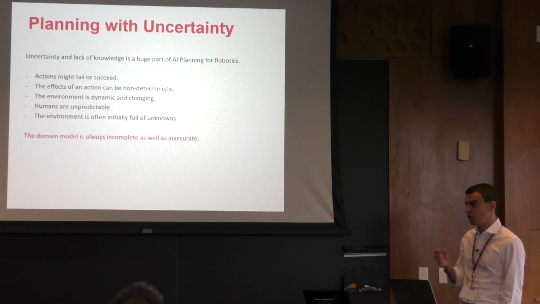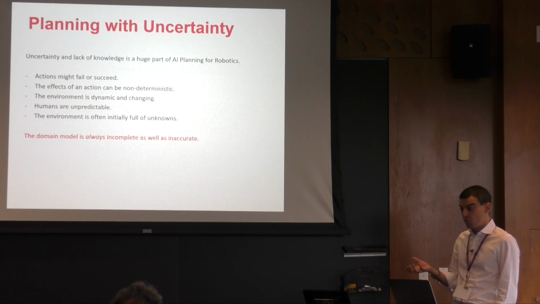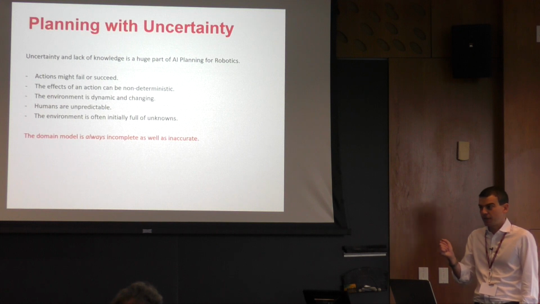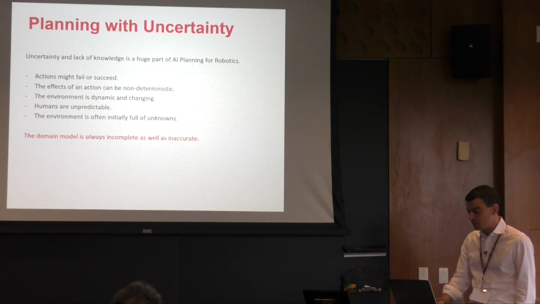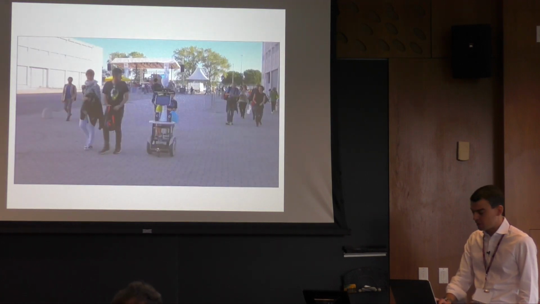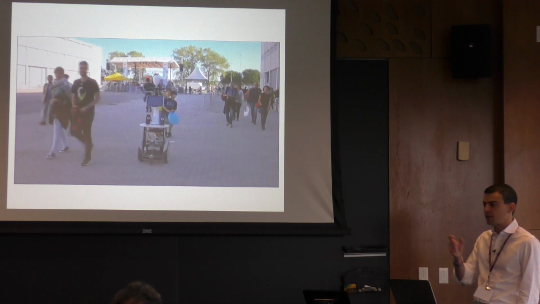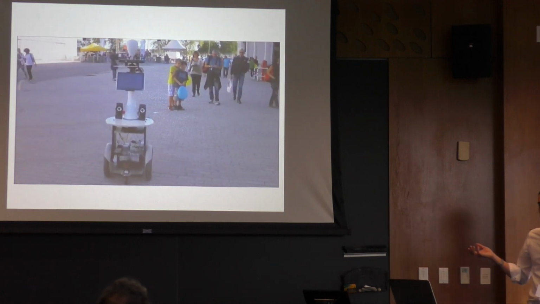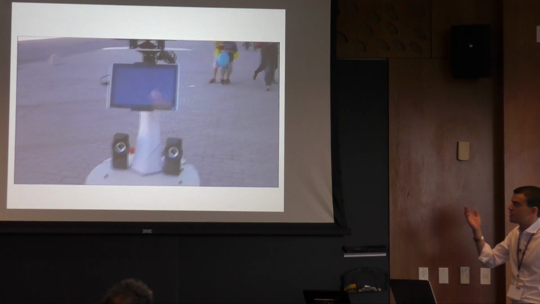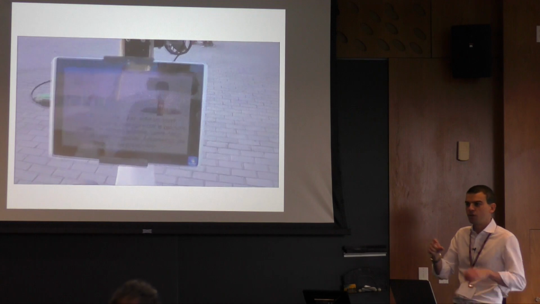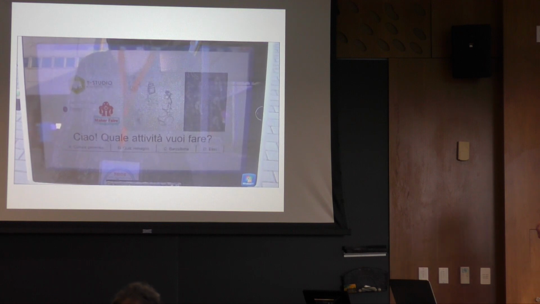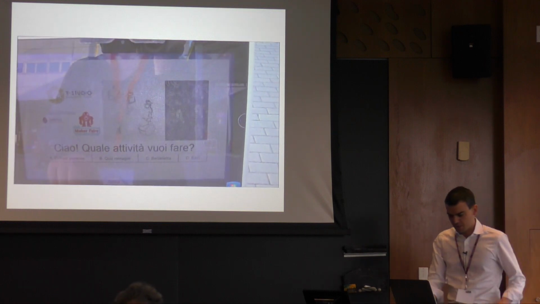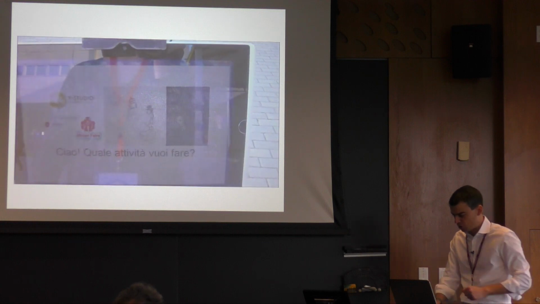And particularly in human-robot interaction, Luca will talk more about this, but humans are unpredictable, so you cannot expect the behavior of humans to be fixed, right? And you have to take this into account. So, in a sentence, the domain model is always incomplete as well as inaccurate. If you have robots interacting with humans, you really have no reasonable assumptions on what the humans will do, right? So here you have humans interacting with the robot, also having a dialogue with the robot, and really it's not easy to predict the behavior of the human. I'm stopping here because Luca is also offering a demo on this topic later on.